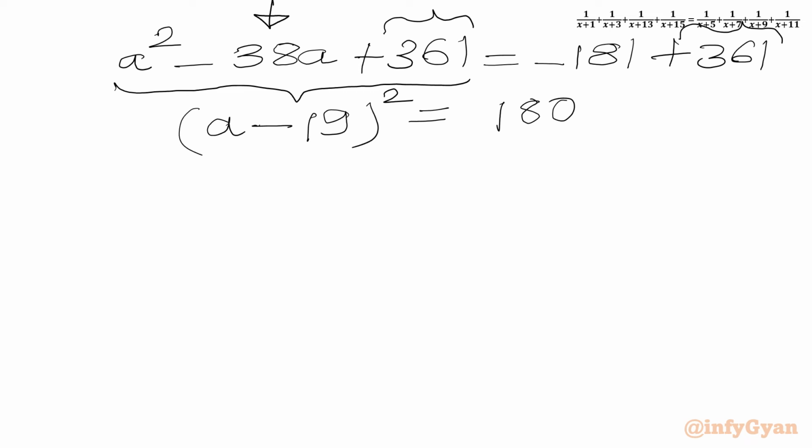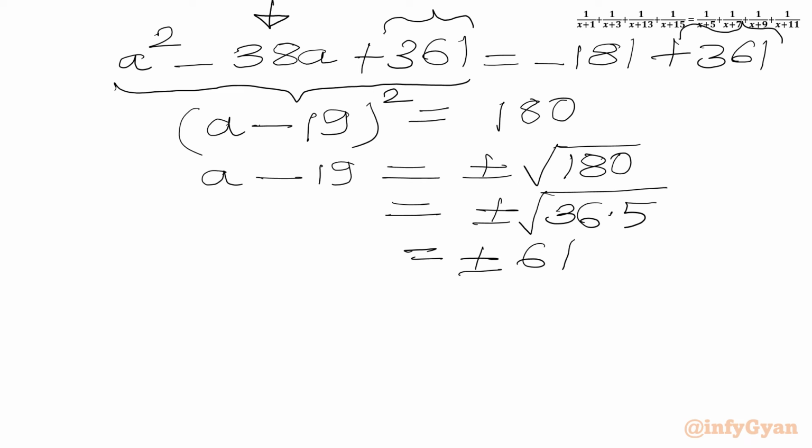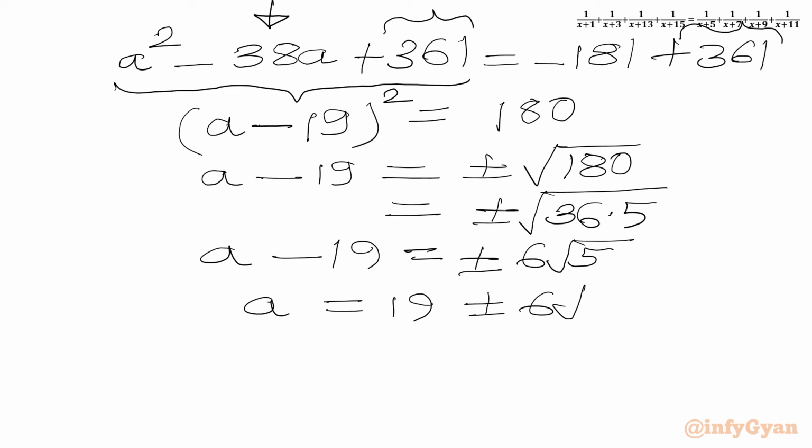Now we can take square root both sides. So a minus 19 will be plus minus square root of 180, which we can factor and write 180 as 36 times 5. So square root 36 is 6, plus minus 6 square root 5. Now we have to add 19 to both sides to get the value of a. So a will be equal to 19 plus minus 6 root 5.